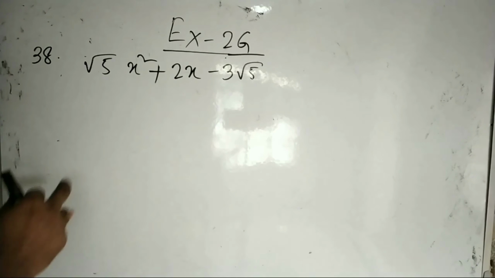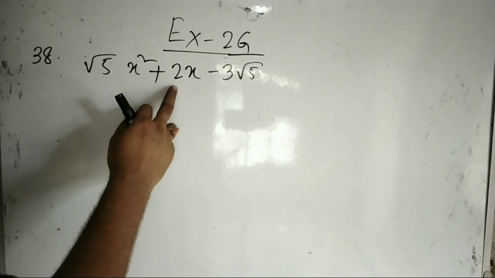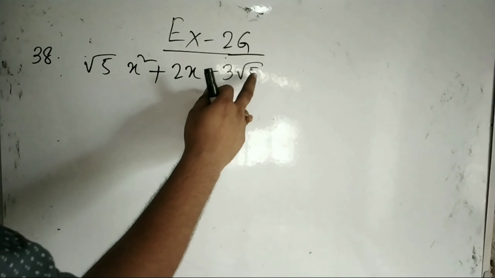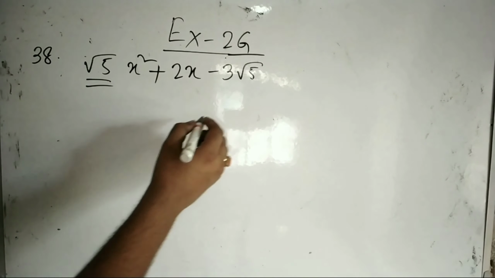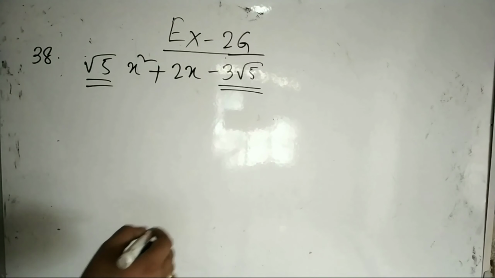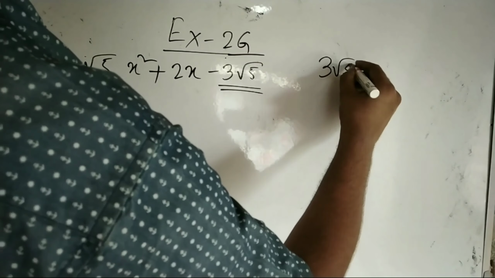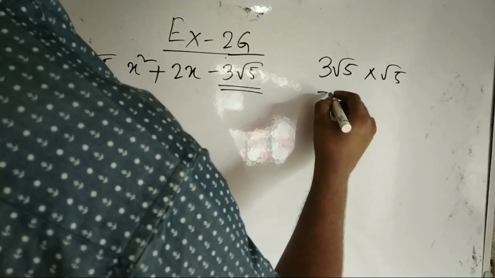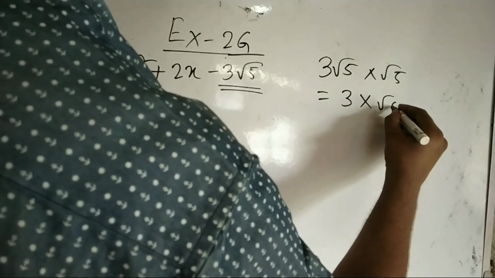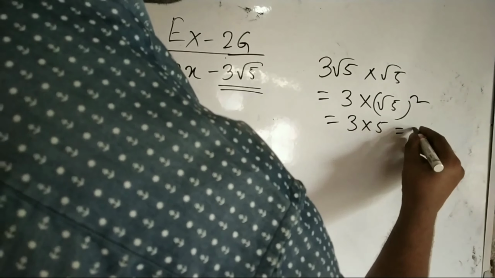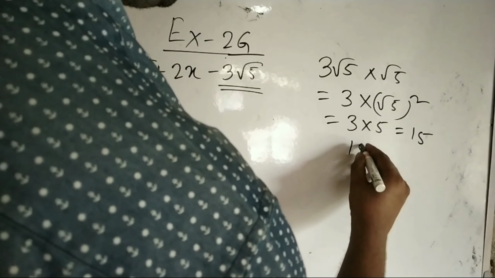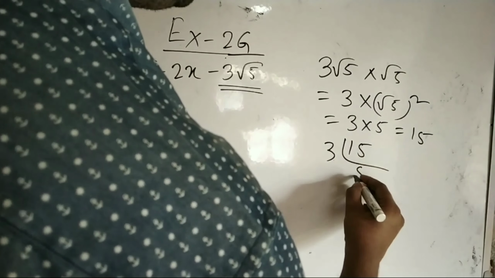Next question is question number 38. Root 5 into x square plus 2x minus 3 into root 5. So we observe that here it is root 5, here it is 3 root 5, multiply 3 root 5 into root 5, so it is 3 into root 5 whole square, that is 5, so 3 into 5 equal to 15, so if we factorize we will get only 3 and 5.